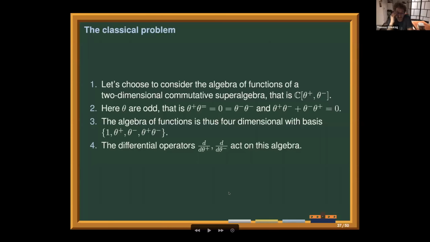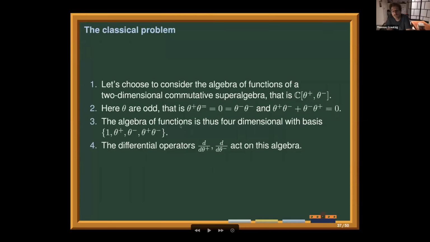that they anti-commute. In particular, it means each of them squares to 0, and the anti-commutator of them is equal to 0. So in particular, it means polynomials in odd variables form a very small vector space, just 4-dimensional. It has the constant polynomial, the linear ones, and the quadratic one, and nothing else, because the square of any of the odd variables vanishes.